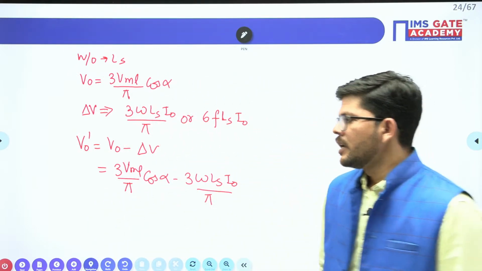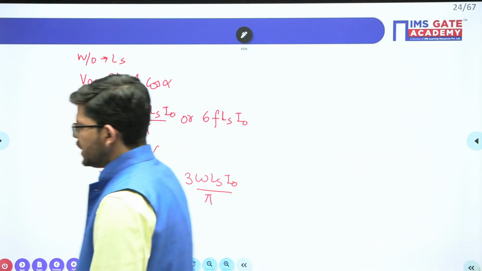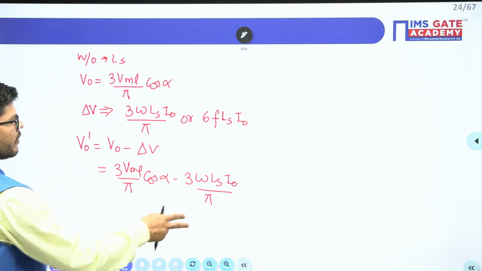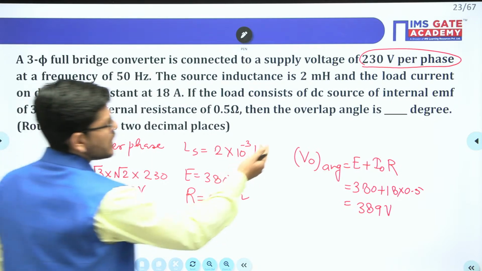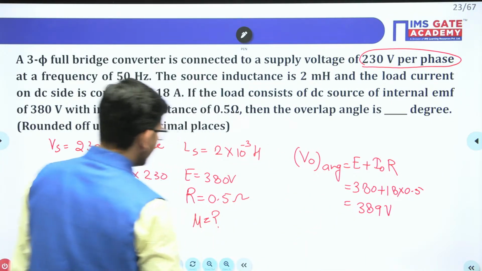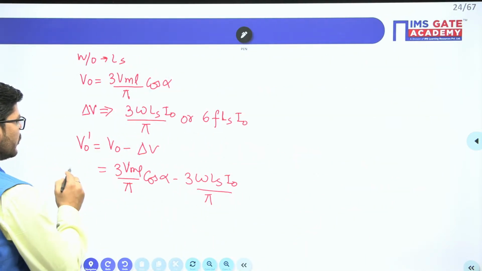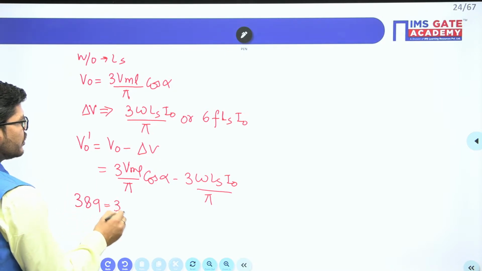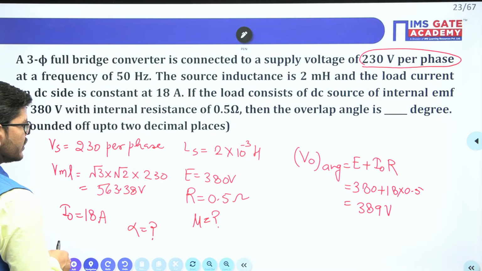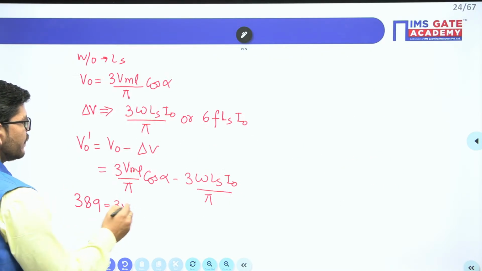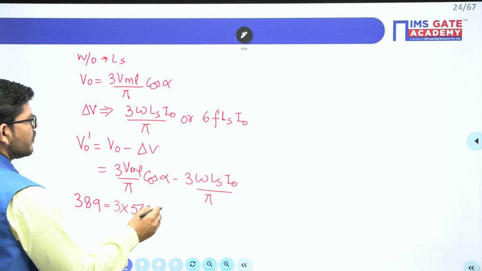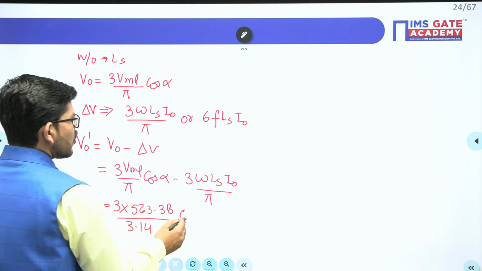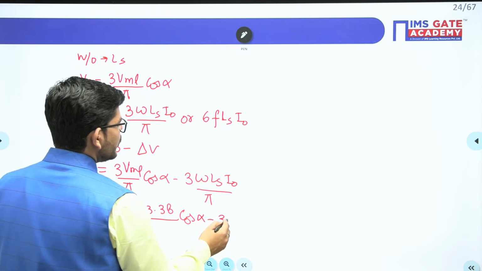Now guys, this particular voltage we have already calculated, and the voltage is 389. So just put the values here. This is 389 here, equal to 3 VML, which we have already calculated, this is 563.38, divided by 3.14 cos of alpha minus 3 into omega.